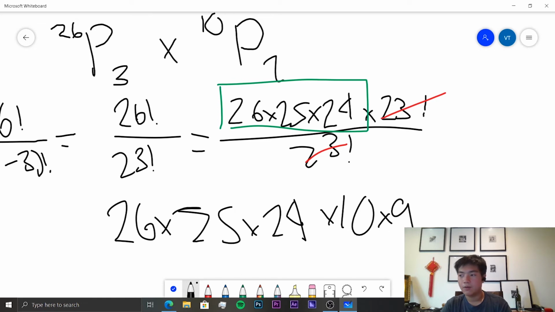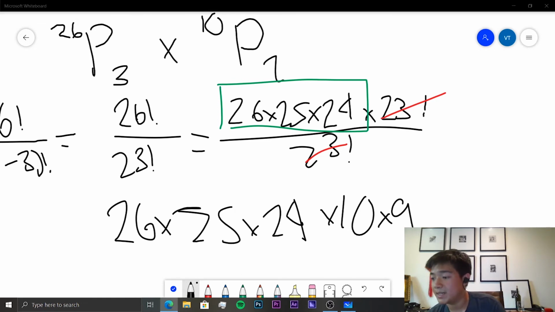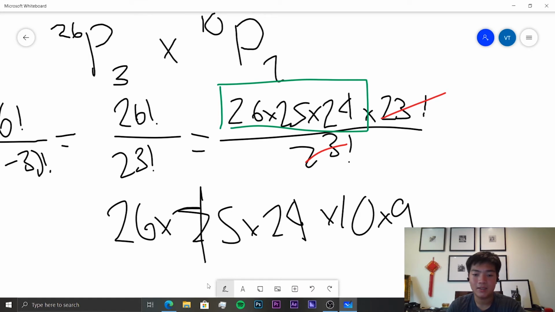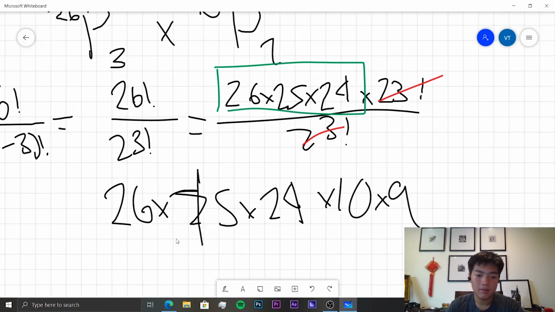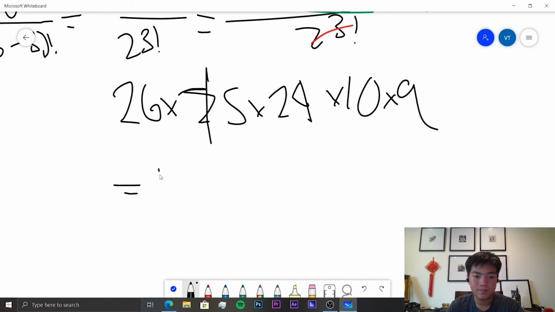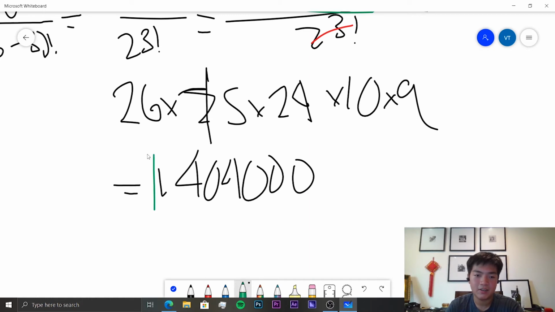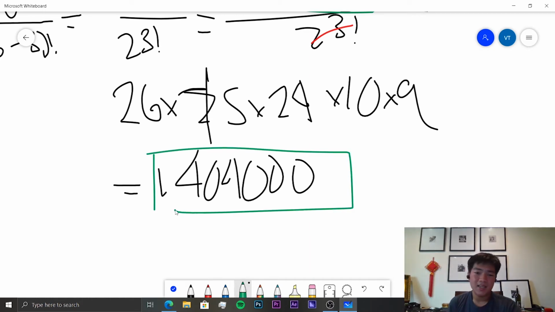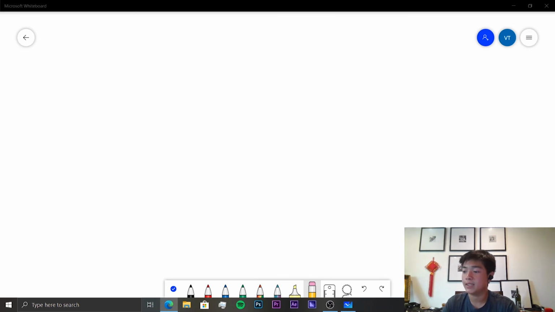So that would be equal to 26 times 25 times 24 times 10 times 9. You should get 1,404,000 ways or combinations, and it's a pretty secure safe, as you can see. I don't think any robber would ever have the time to try 1 million combinations. So yeah, that's it, and let's move on to the next one.